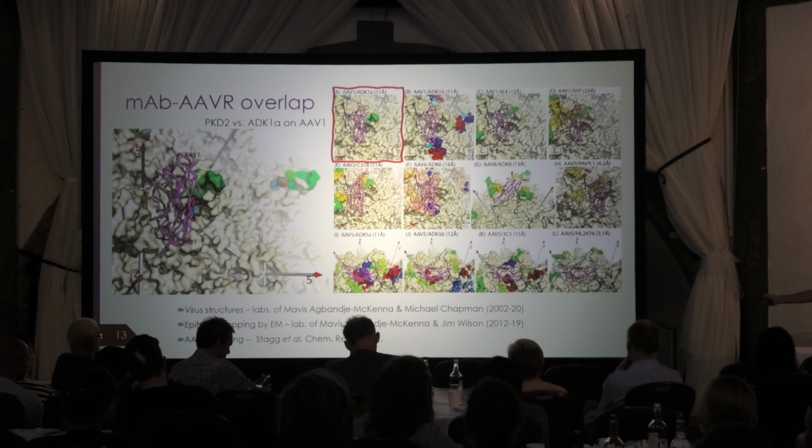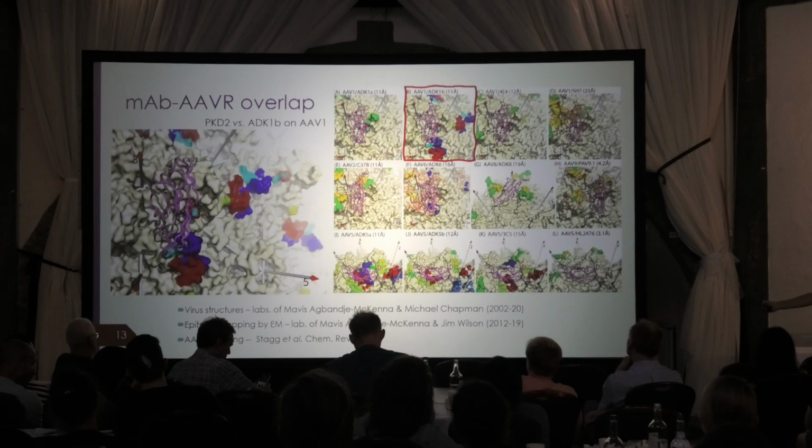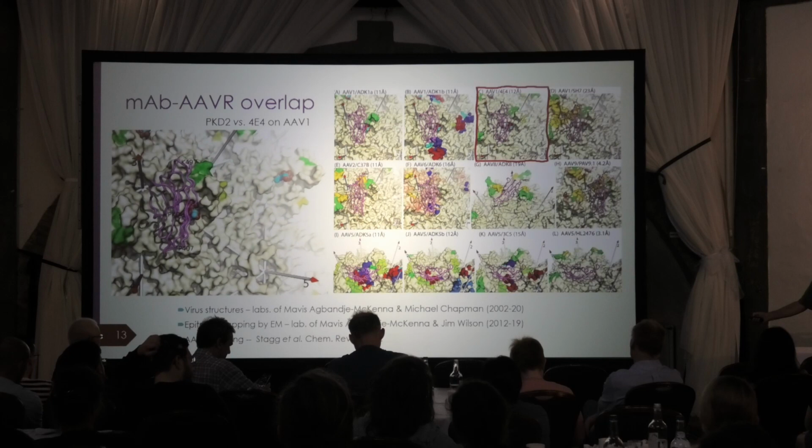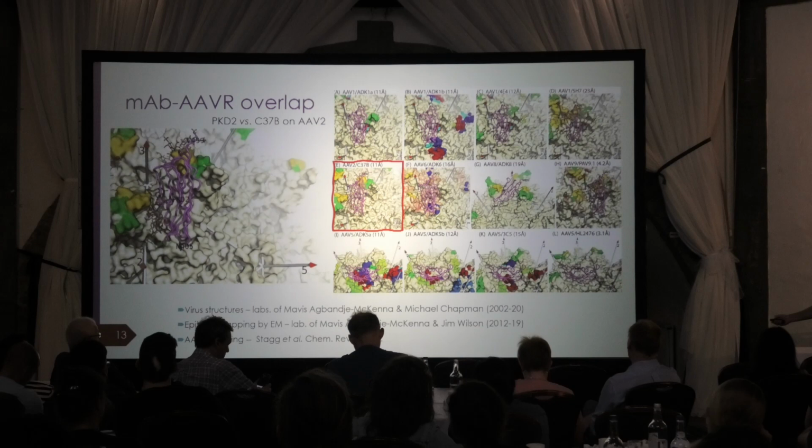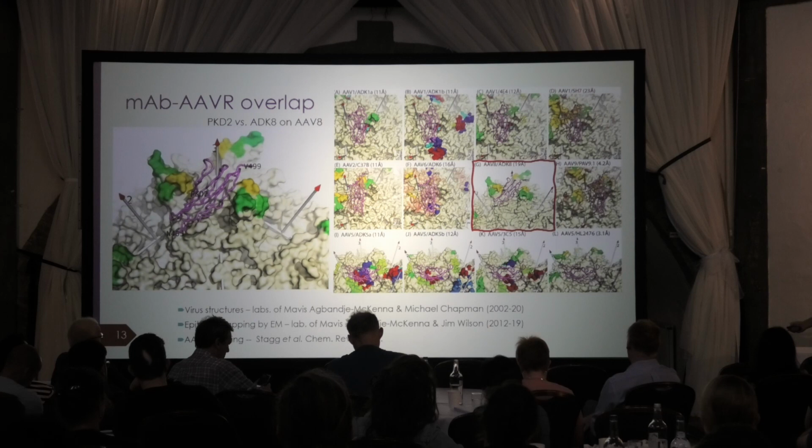And in most of these cases, not quite all, but in most of these cases, we see that the antibodies bound to the surface would be interfering with the receptor binding. Now, perhaps this is not too surprising. This is a fairly common way that viruses are neutralized by antibodies. But it was not the way that was thought to occur for AAV.